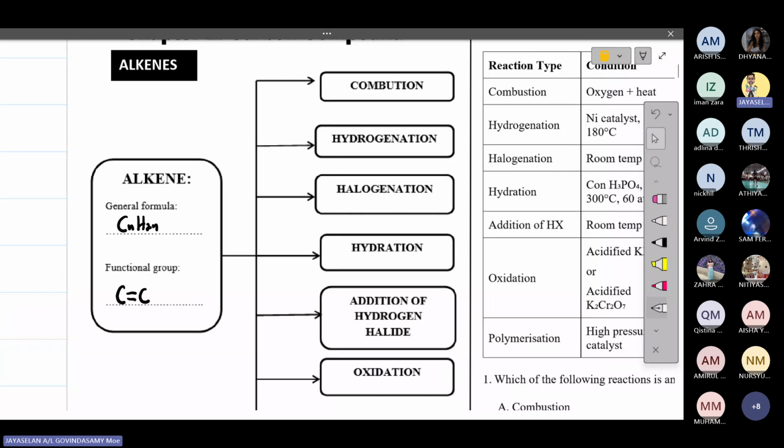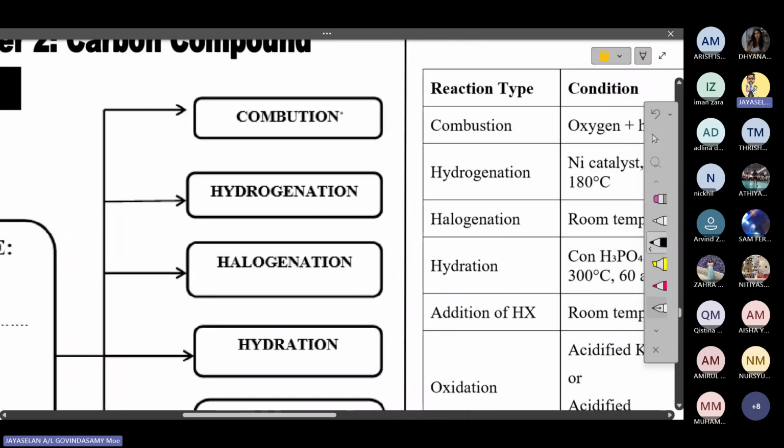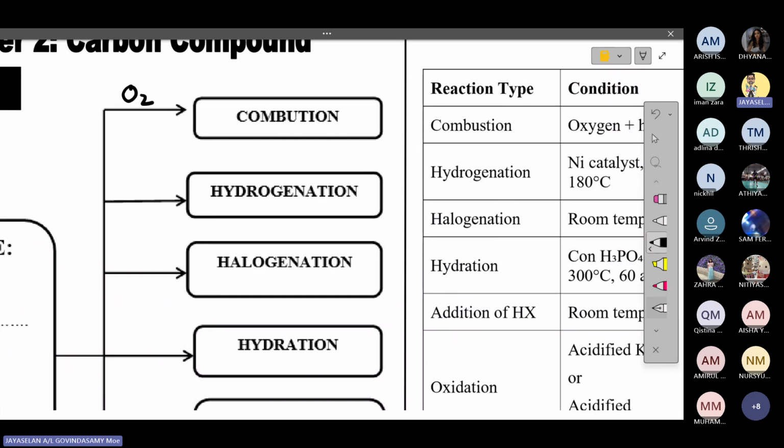Okay, done. Now it will undergo combustion. You all put combustion, so we need oxygen. Okay, hydrogenation. Bila ada nation ni, tambah, you all put add. This one must memorize. They add hydrogen gas. Here bawah you all letak nickel. Hydrogenation, remember nickel. Okay, halogenation. Halogen, so you all put tambah Cl2 or Br2.